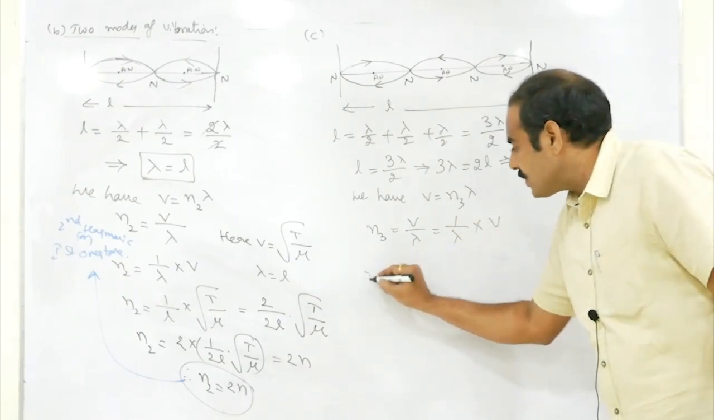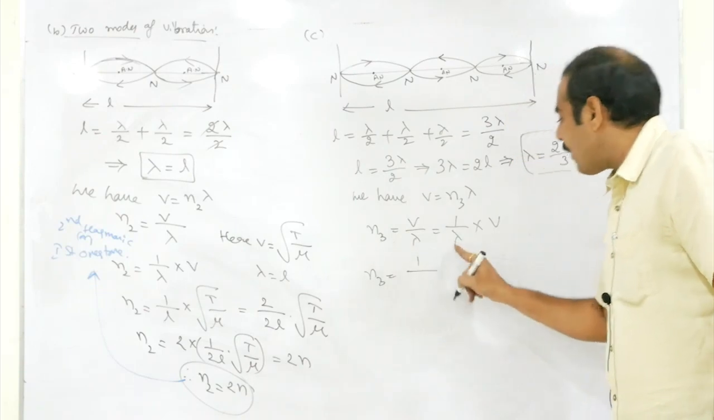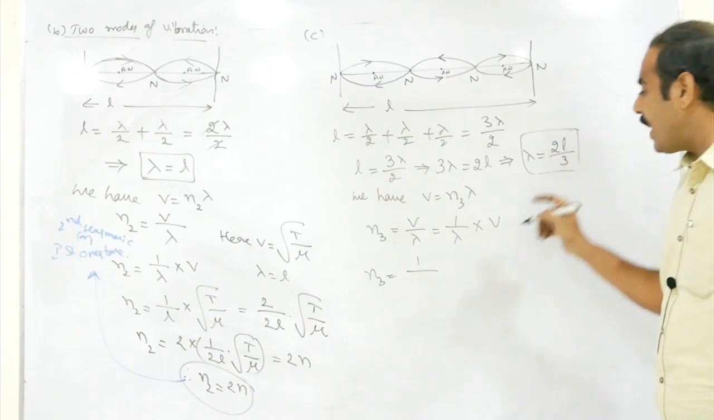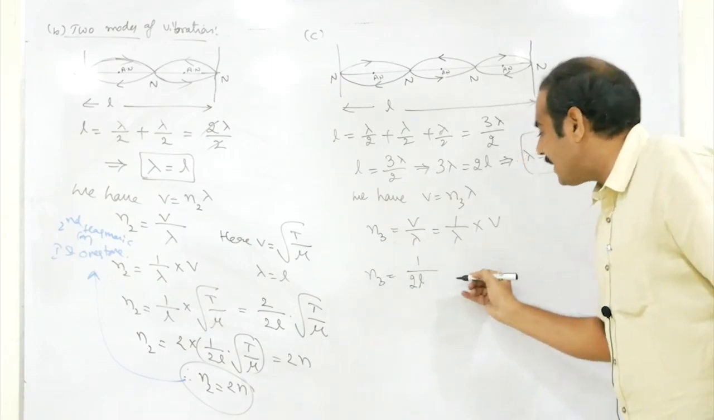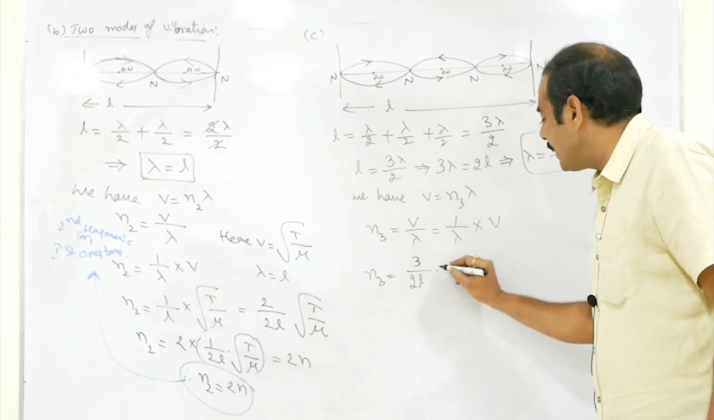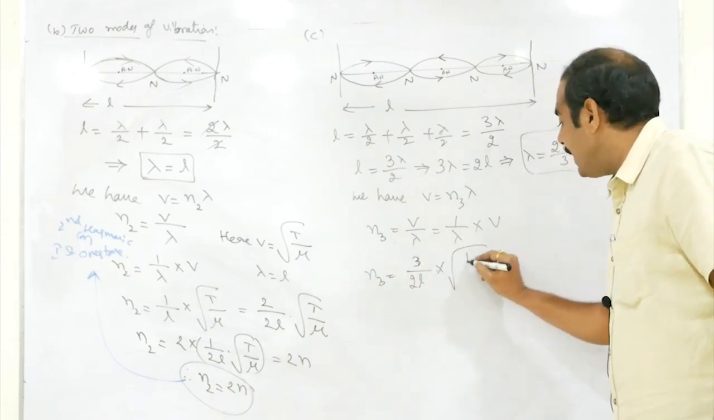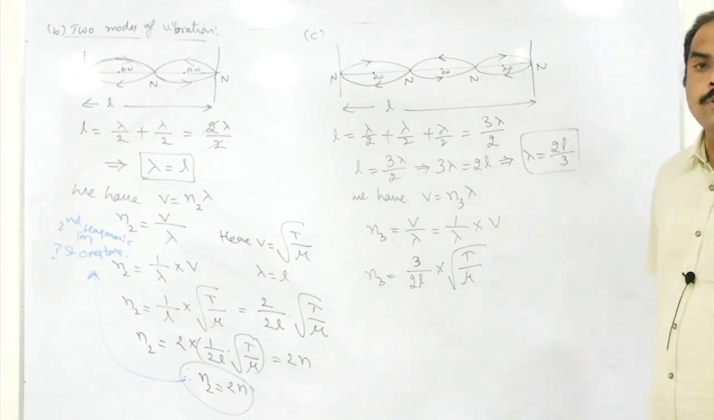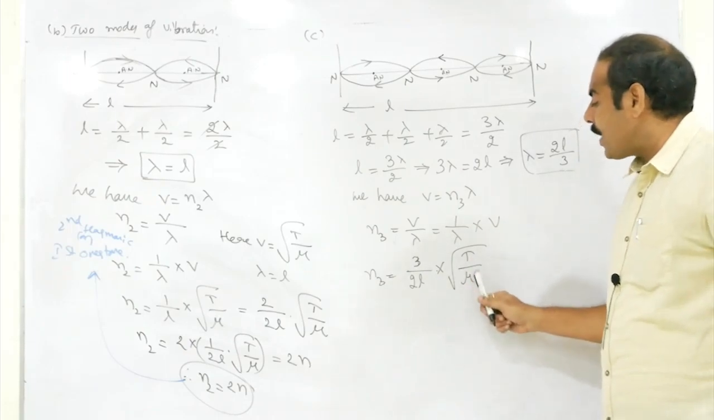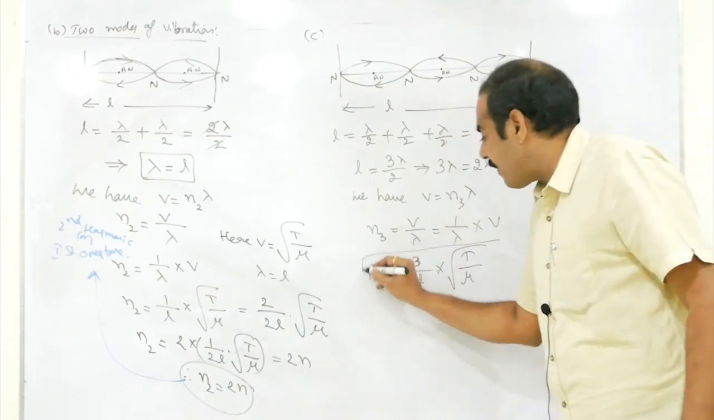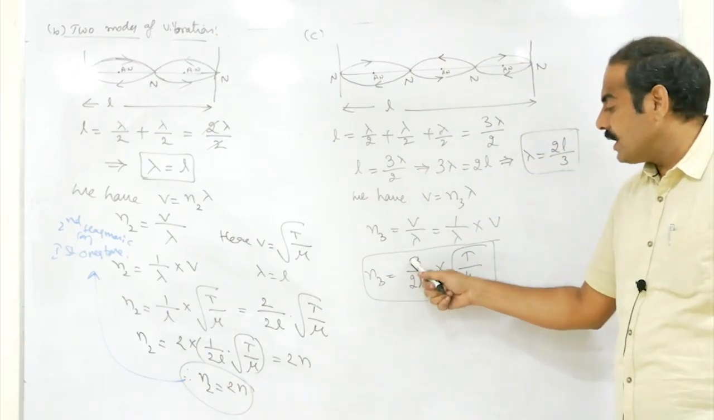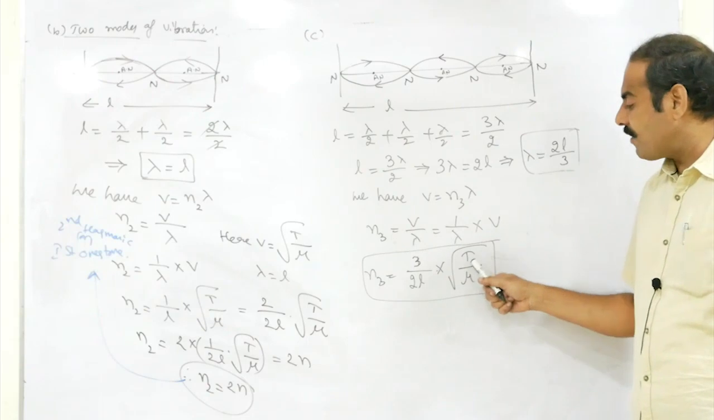Now, n3 is equal to, what can we write in the place of lambda? Observe here, lambda is equal to 2L by 3. You can write this 3 in the numerator, into V. What is V? V is equal to square root of T by mu. This is the formula for n3. n3 is equal to 3 by 2L into square root of T by mu.